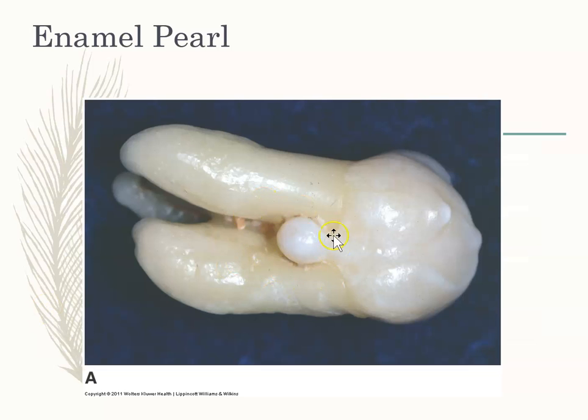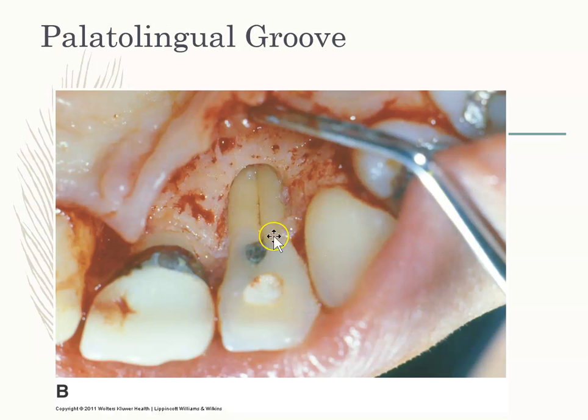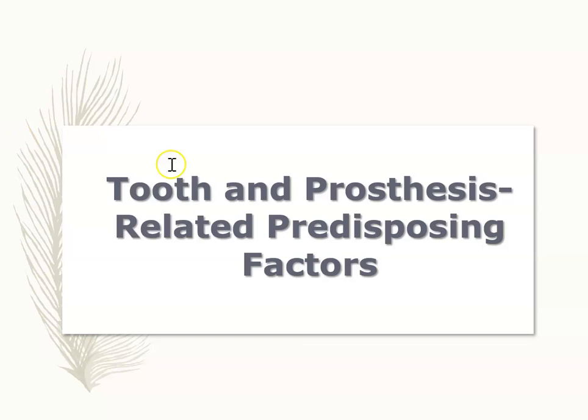First one, enamel pearl. It's really easy for plaque and calculus to harbor around this area, so that predisposes you. You're more likely to get periodontal disease or periodontitis when you have a pearl. If you have an exposed groove, it's very likely for things to get stuck in there, for bacteria and calculus to harbor there. And so again, that is considered a tooth-related predisposing factor, a factor that can increase your chance of getting periodontitis.